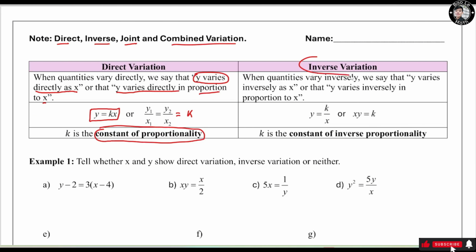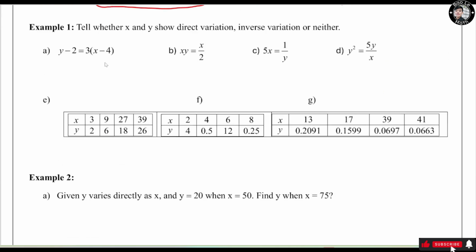Now, inverse variation: y equals k divided by x, or x times y equals k, where k is the constant of inverse proportionality. The key information here is y varies inversely as x, or y varies inversely in proportion to x. Now, let's take a look at the first example.